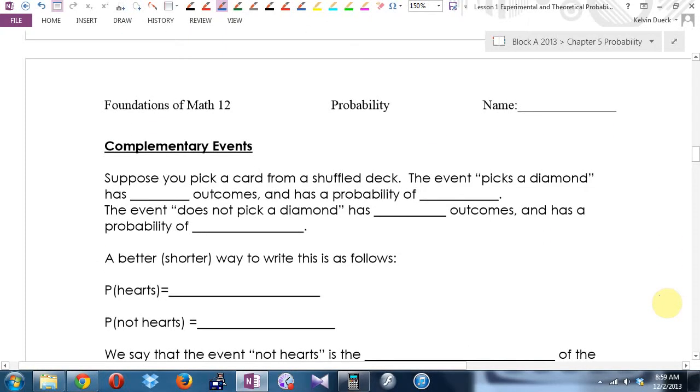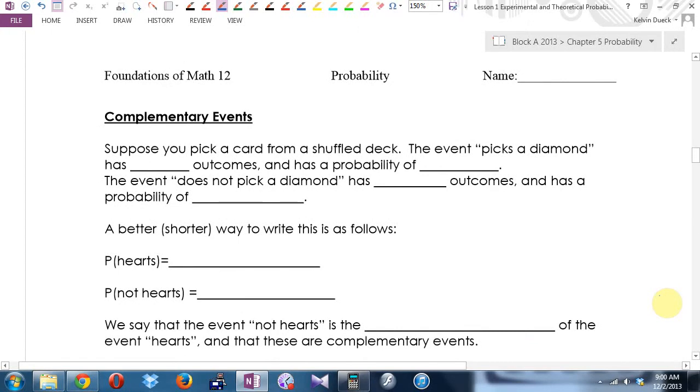Turn the page. Complementary events. Suppose you pick a card from a well-shuffled deck. Now, anytime I'm talking about a deck of cards for the rest of this unit, let's assume it's fair and it's shuffled and there's no jokers and we're not missing any cards. It's the magic idealized gambling deck of cards. I'll usually write well-shuffled, but if I don't, assume it is.